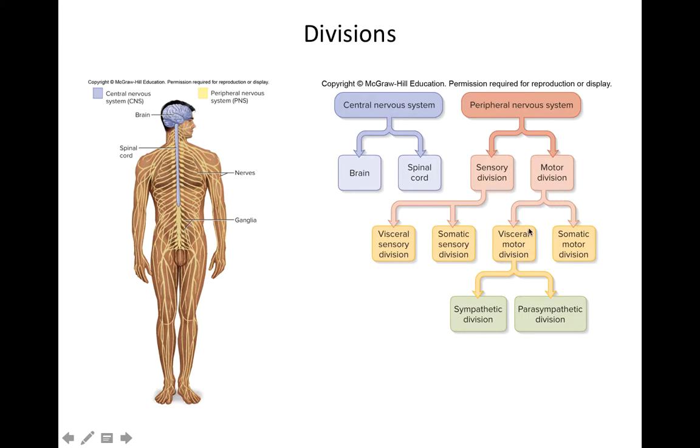The other side of the motor division is what's called the visceral motor division. This is also known as the autonomic nervous system because it's what's going to control all the unconscious components of your body. So we're going to be dealing with cardiac muscle, smooth muscle, and gland secretion. Within that, you've got two divisions, a sympathetic and a parasympathetic. We are going to look at each one of these at some point, but first we're just going to talk about the tissue as a whole and kind of how it works.